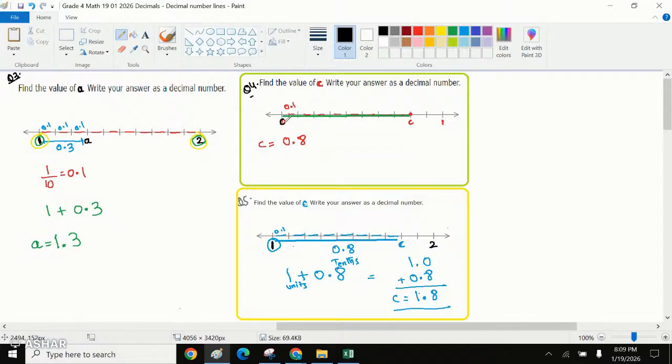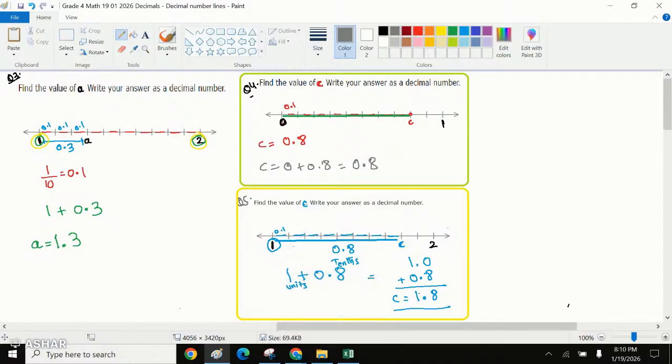In question number 4, the starting position was 0, right? So the difference between question number 4 and question number 5 is that we look at the starting number. If it is starting at 0, we simply write 0 plus 0.8. It stays as 0.8, right? That is the starting point. But in question number 5, it was starting at 1. So 1 plus the decimal number. Okay, do we agree?